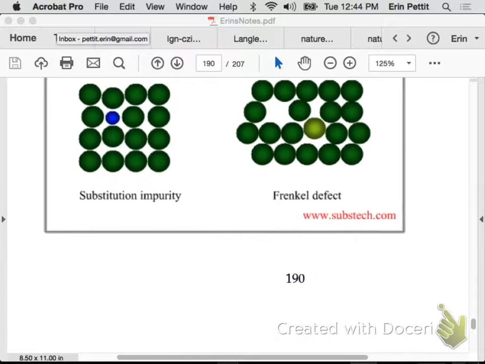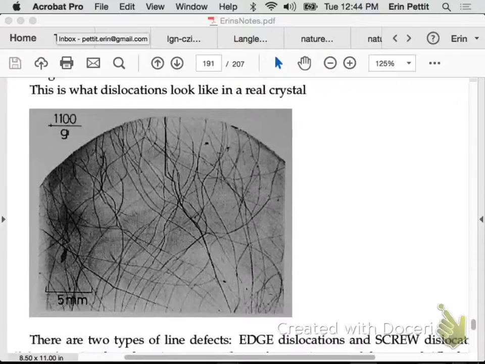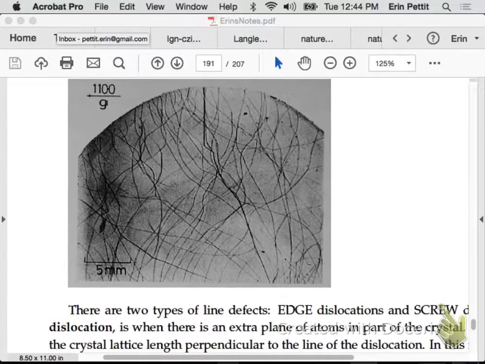But what really does most of the work are dislocations, which are not point defects in the crystal, they're line defects. And these are all these line defects. I don't remember what kind of material this is, but this says it's 5 millimeters across. And you can actually see them to a certain degree.